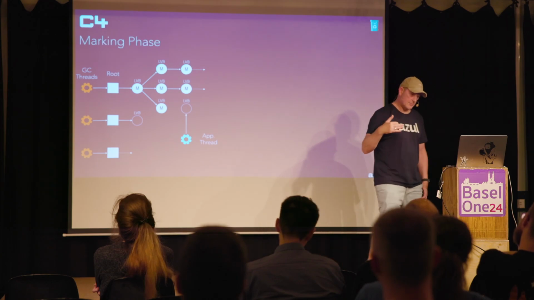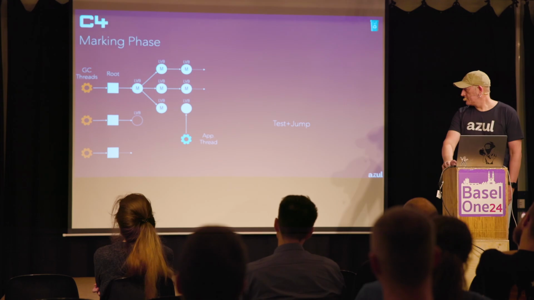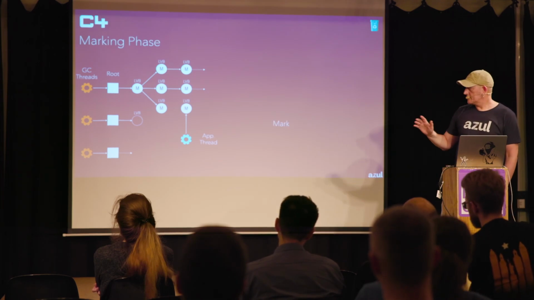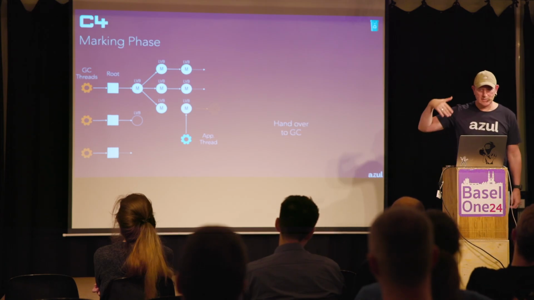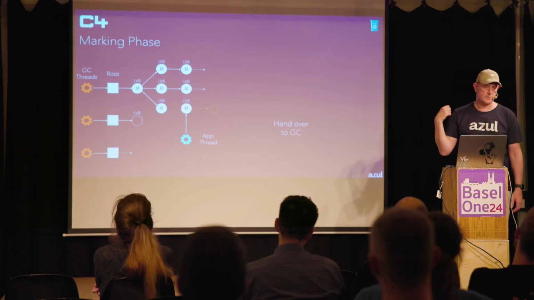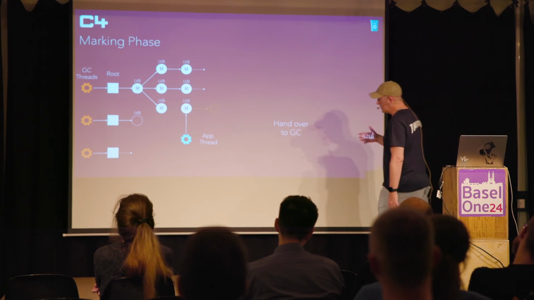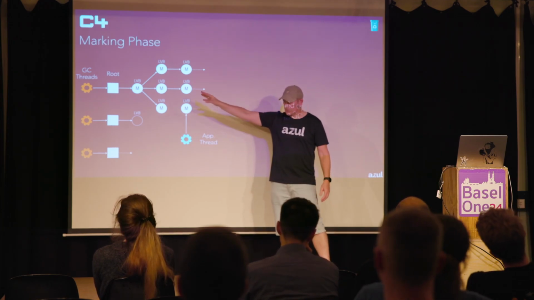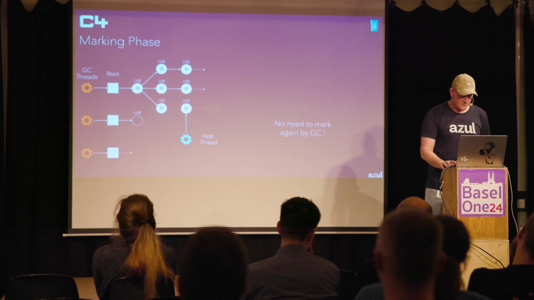There's no need for the garbage collector to do it. The application thread can mark cells, and then it will hand over this information to the garbage collector, with just a test and jump, which is one instruction. The garbage collector then doesn't need to do the remarking phase that we saw with the other one, which makes the whole thing faster. So you see, a barrier was used to communicate between the application and the garbage collection threads in this case, which makes it quite fast.